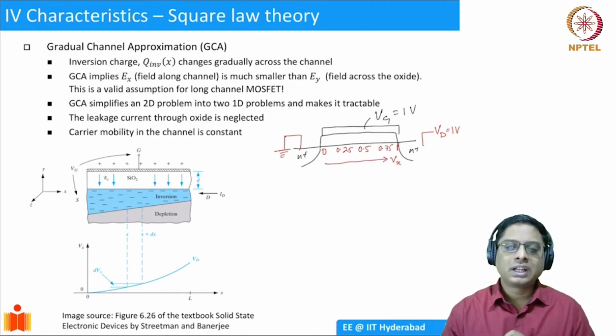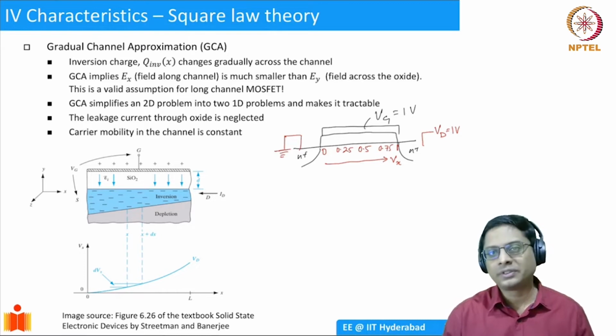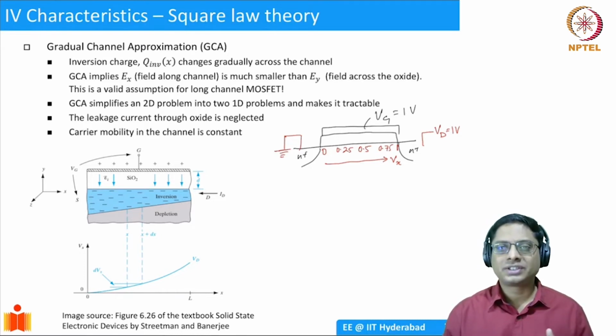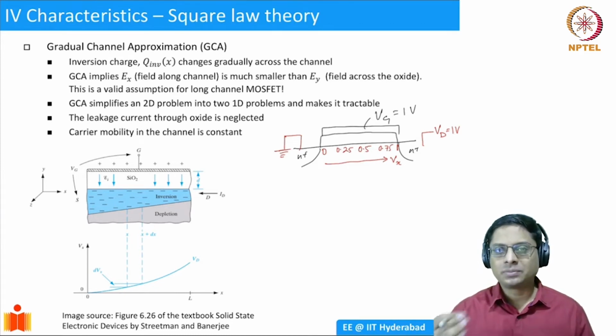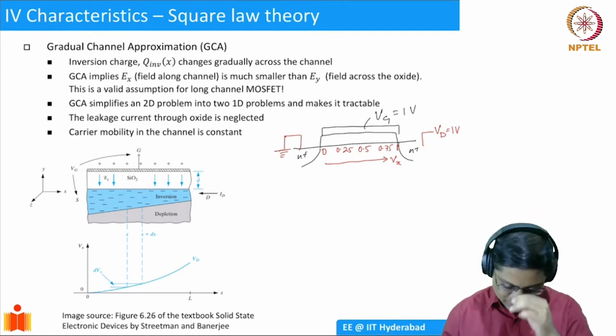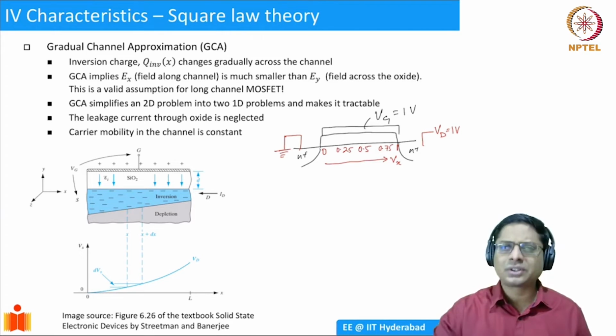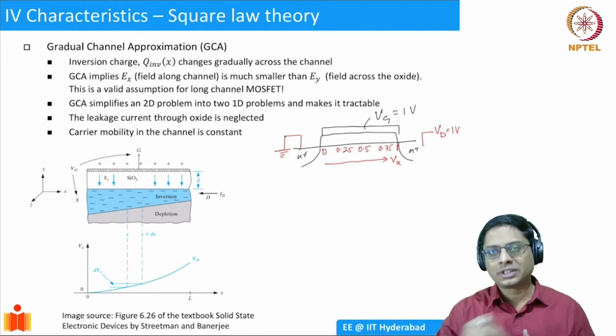Now, if you want to create inversion charge, what is the voltage required on the gate? We already saw that the inversion charge is essentially the excess gate voltage, the gate voltage above Vt. If your gate voltage is below Vt, you don't have inversion charge. Now, in the linear case, the variation across the channel was negligible. So we took it as 0 and we took a uniform charge density. But now there is a variation of voltage across the channel.